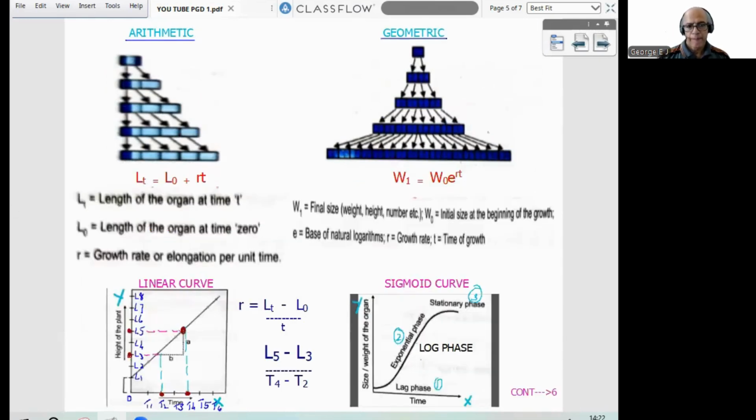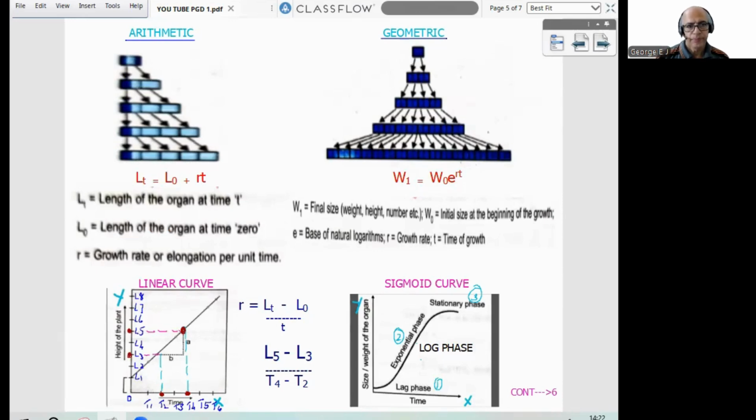Now again, two more diagrams are given in the NCERT book, the bottom two diagrams. One is showing a linear curve, the other is showing a sigmoid curve. In a linear curve, we get a straight line, while in a sigmoid curve, we get an S-shaped curve.